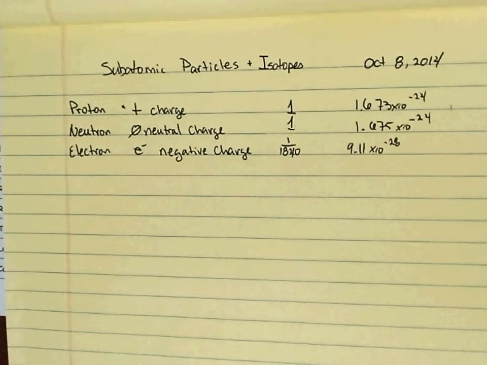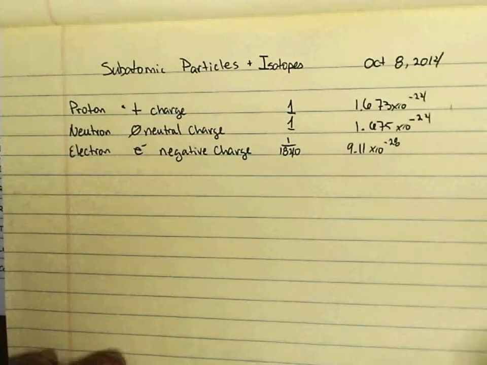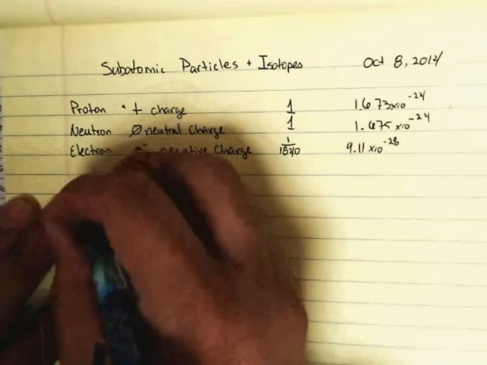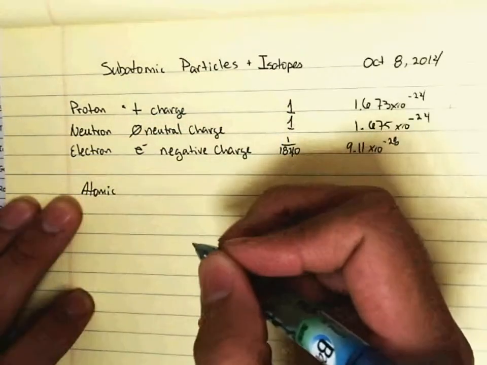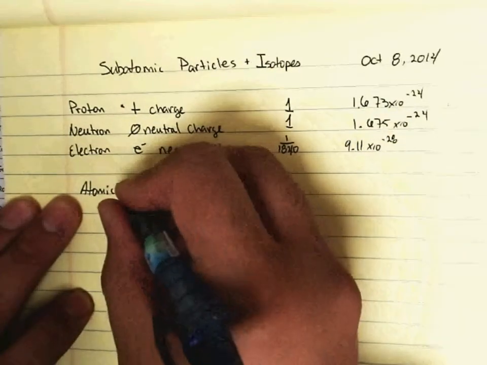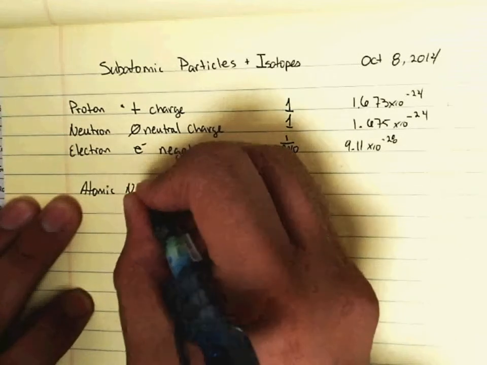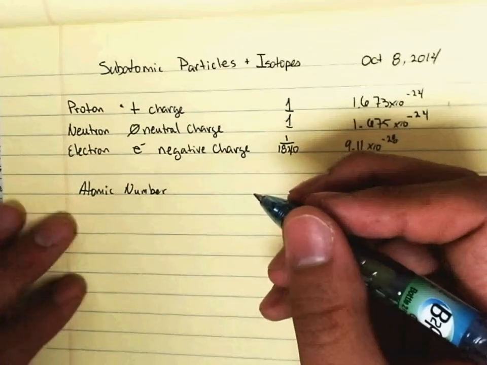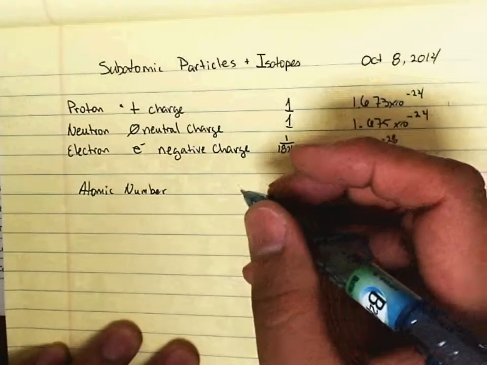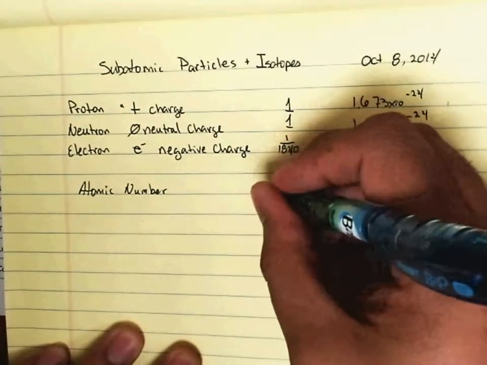Alright, so these are the three subatomic particles that we study in chemistry. Let's get started with the new material. You've all seen this when you look at your periodic table, and usually the tables will have a little chart. Ours does not, the one we have in class does not, but it looks like this.